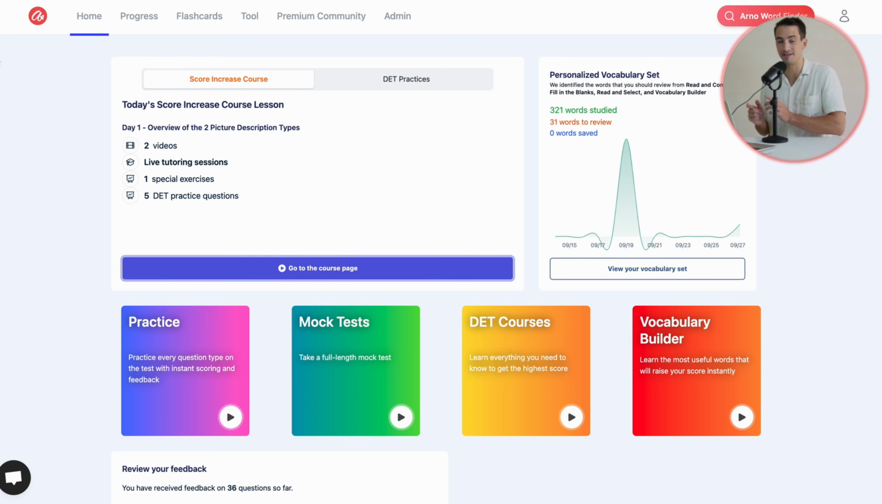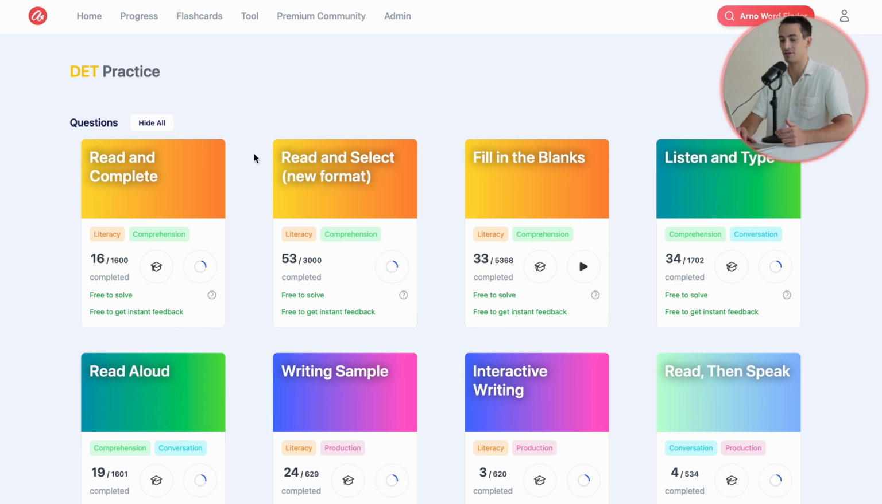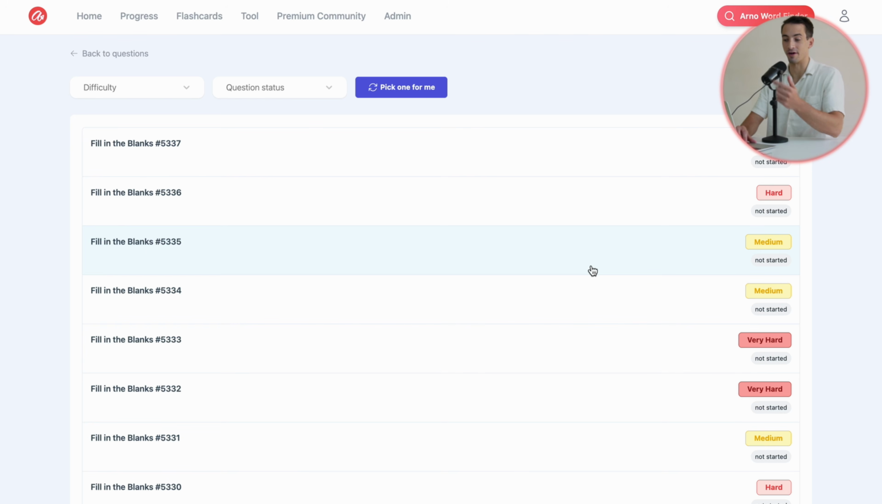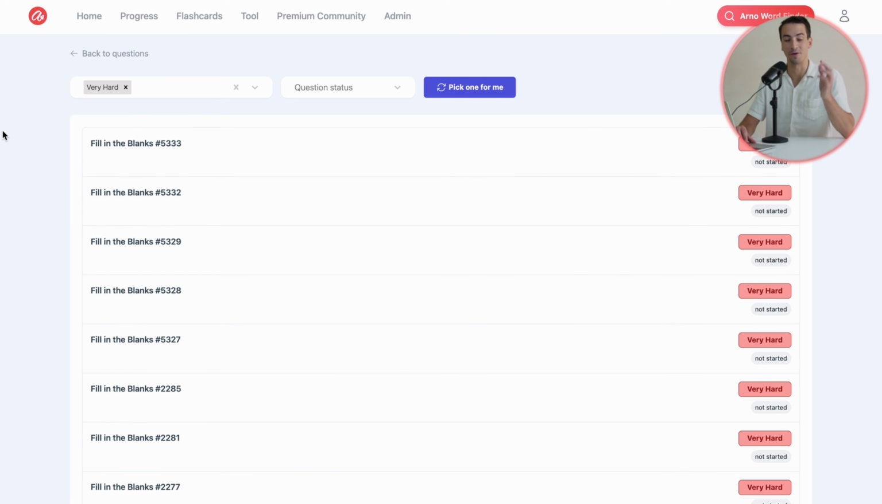So this is the Arno homepage. This is what it looks like when you create your free account. And inside Arno, you can practice every question type on the DET for free as much as you like. So all you need to do is click into practice, and then you'll see all of the question types here. Today we're going to be working on fill in the blanks, so I'll click on that. And then you can even filter by difficulty, so we're going to be working on very hard questions today. And then I'll just ask Arno to pick one for me.